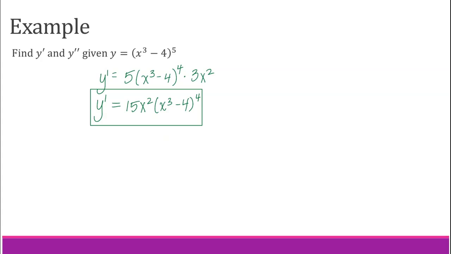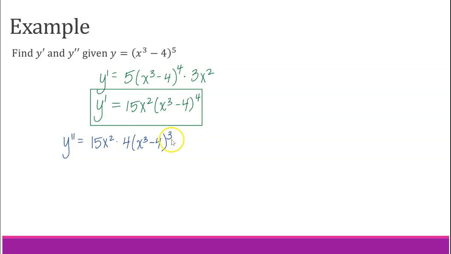So we're going to have y double prime is equal to, we'll leave one function alone, so 15x squared times the derivative of the second function. Well, that's another chain rule similar to the first one we did. So we're going to bring that 4 to the front, derivative of the outside, so 4, leave the inside the same, x cubed minus 4 to the 3rd power.